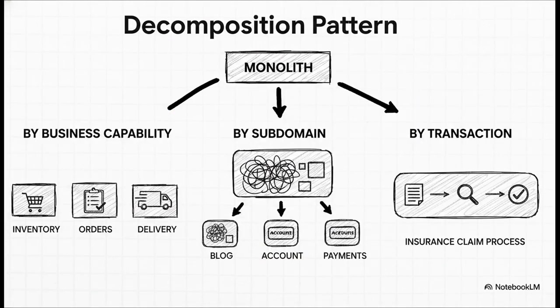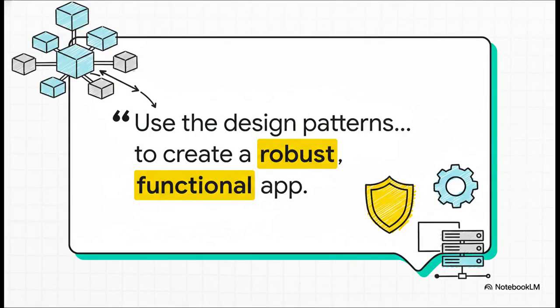But how do you even decide what to break out into a new service? The decomposition pattern gives you a great framework. You can split things up by business capability. That's the most common way, right? A service for inventory, another for payments. Or you could split by subdomain, carving out a really complex piece of logic into its own world. You can even break it down by a single transaction, grouping all the services you need to process, say, an insurance claim. As the team over at Capital One Tech puts it, the goal here is pretty straightforward.